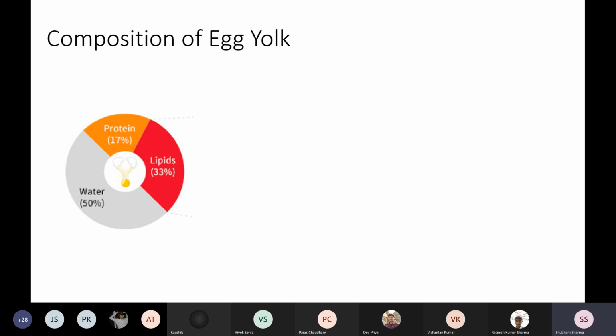The white part, or the whitish part, basically consists of two things, that is protein and water. The water is around 90% and the protein is around 10%. Whereas the egg yolk part, or the yellowish part, consists of three main components. First, the majority is water, that is around 50%. Then there are lipids, that is around 33%. And the least is the amount of protein, that is 17%.